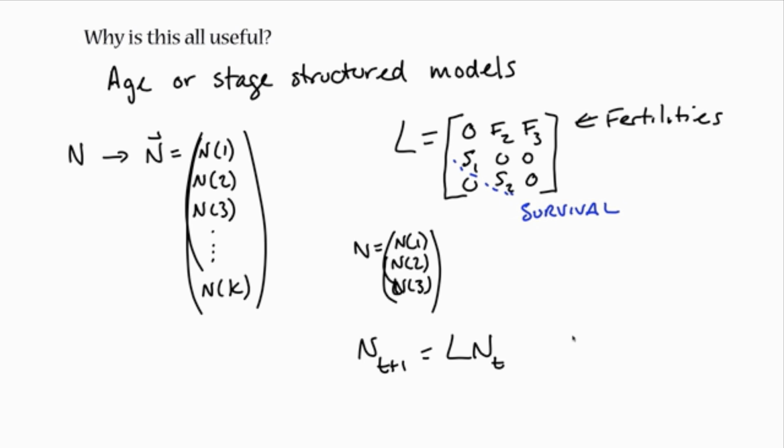And you can kind of convince yourself, without doing matrix multiplication, that the number of individuals aged 1 is going to be the number of individuals of age 2 times their fertility, plus the number of individuals at age 3 times their fertility, right? That's how many newborns there will be.